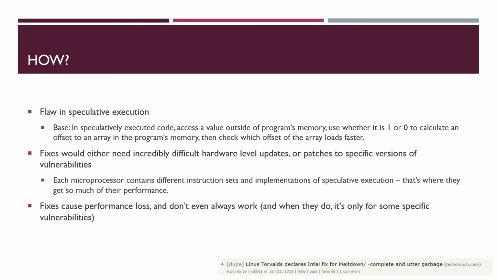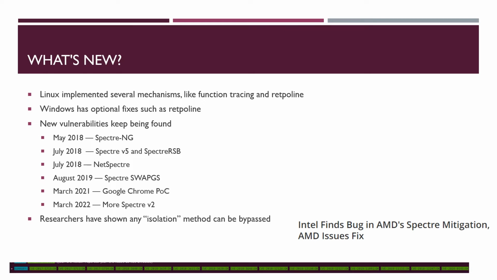The fixes also cause performance loss because speculative execution is why modern processors are as quick as they are. They don't always work. They can cause crashes. That's why one of the Windows fixes was later on reverted. And when they do work, it's typically for specific versions of speculative execution exploits, not all of them. At the bottom, you can see Linus Torvalds declared an Intel fix for Meltdown, quote, complete and utter garbage, to give you an idea of what these fixes look like.